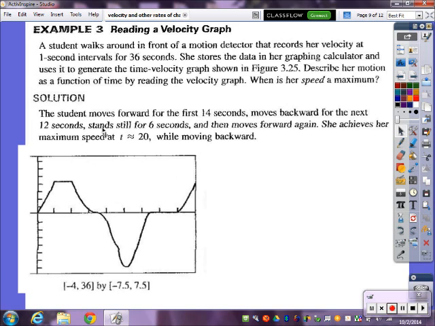She achieves her maximum speed at t is approximately 20. So right here where it was 7.5. And I misread this. I thought it said what is her maximum speed, but it says when. So that is when you would give the x value as your answer, not the y value. So that's how you would interpret a velocity graph.